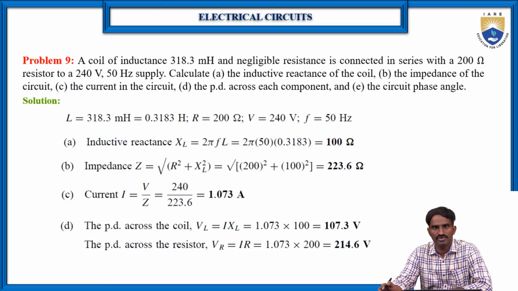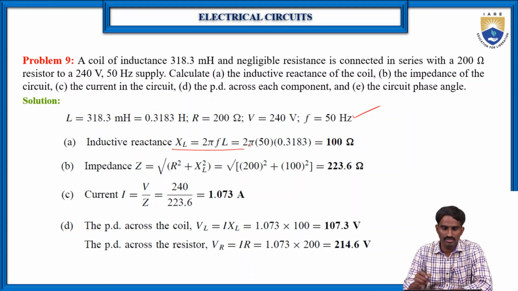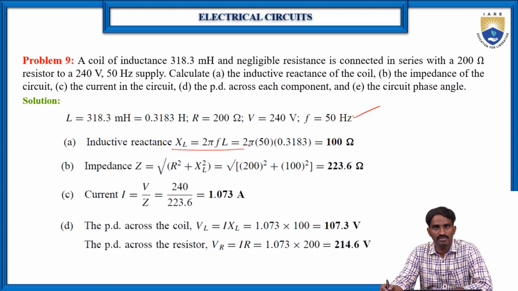Of course, here also it is very simple. First of all, let us write the given data. L is equal to 318.3 millihenries, R is equal to 200 ohms, V is equal to 240 volts, and F is equal to 50 Hz. Then inductive reactance, XL is equal to 2 pi FL. So substitute the value of L and F, then you will get the value of 100 ohms as the inductive reactance.